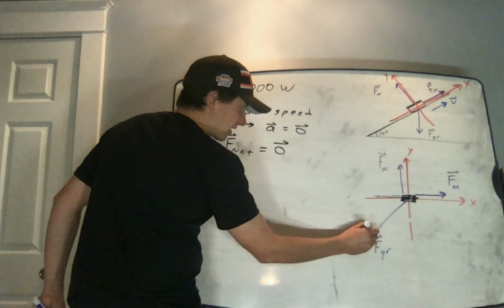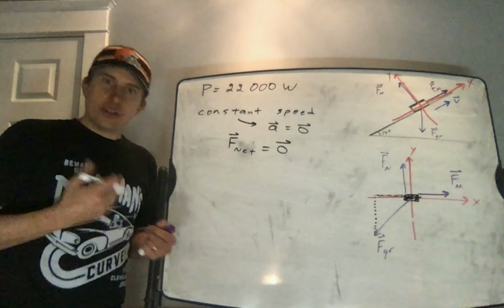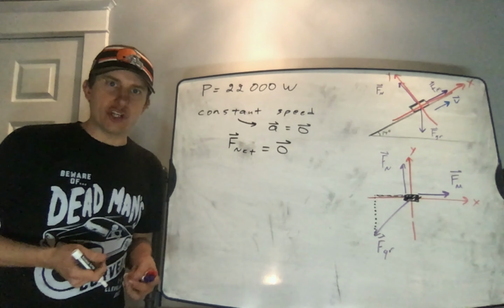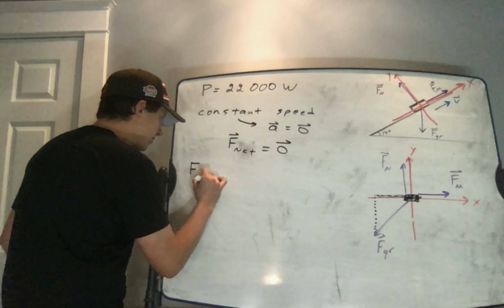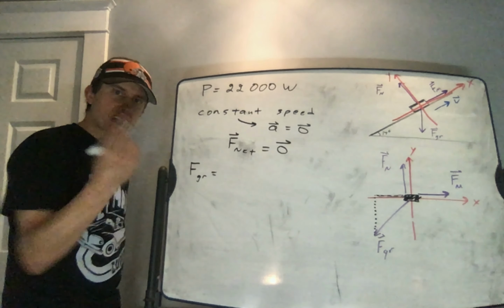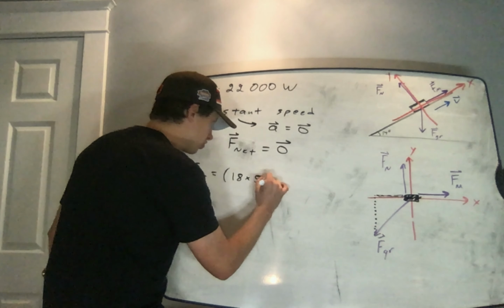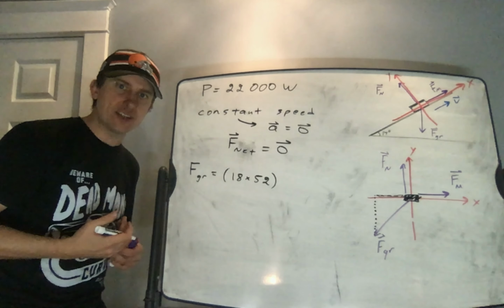So I'm going to break the force of gravity into its x and its y components. The force of gravity on the skiers is given by F equals mg. So I could write the force of gravity on the skiers using the total mass of all the skiers. The total mass of all the skiers is 18 times 52 because we have 18 skiers of mass 52 kilograms each.